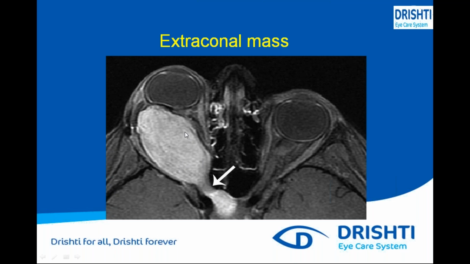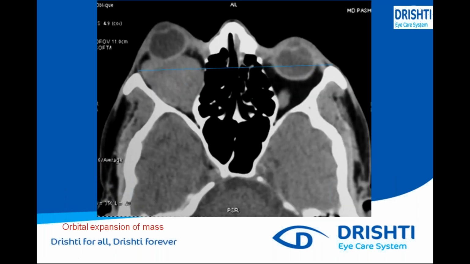So what is the main difference clinically? If it is an intraconal mass, if you see the proptosis of the eyeball, the blue line is cutting the midline of the other eye, and this much proptosis is there in this eye. So this will be the axial proptosis. Axial proptosis means the eyeball will be protruded straight.